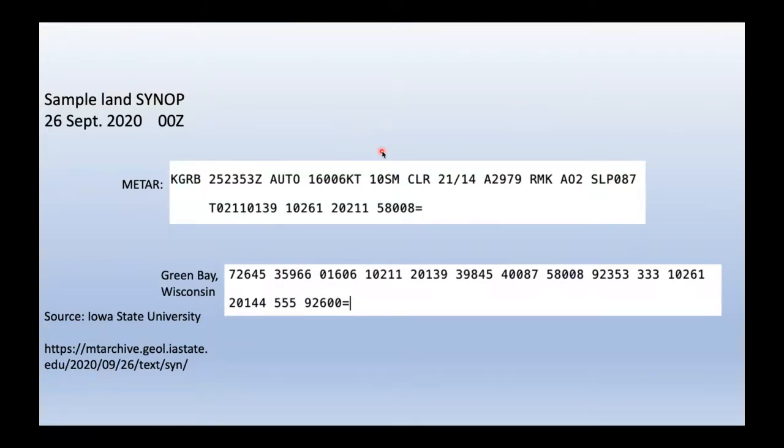Now, of course, the identifier is different because the METAR uses the aviation style identifiers KGRB, whereas the synoptic report uses the WMO assigned ID of 72645. But if you know what to look for, you can find the same information. There's the wind speed and direction. There's the 66 is a code for the visibility, and it turns out in this case to be 10 statute miles. There's the number of octas of cloud coverage. It says clear, so it's 0 for the cloud coverage in the synoptic reports.